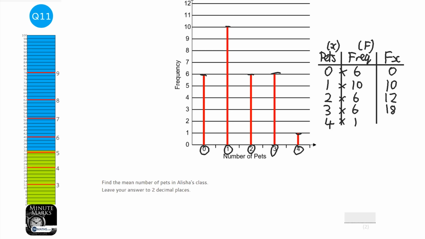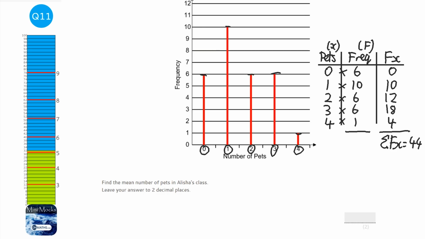And there was 1 person with 4 pets, so that's 4 altogether. Then what you want to do is add up the fx column, and we do that with a little Σ symbol, which just means sum of. So I'm going to do that on the calculator now. 0 plus 10 plus 12 plus 18 plus 4, which is 44.